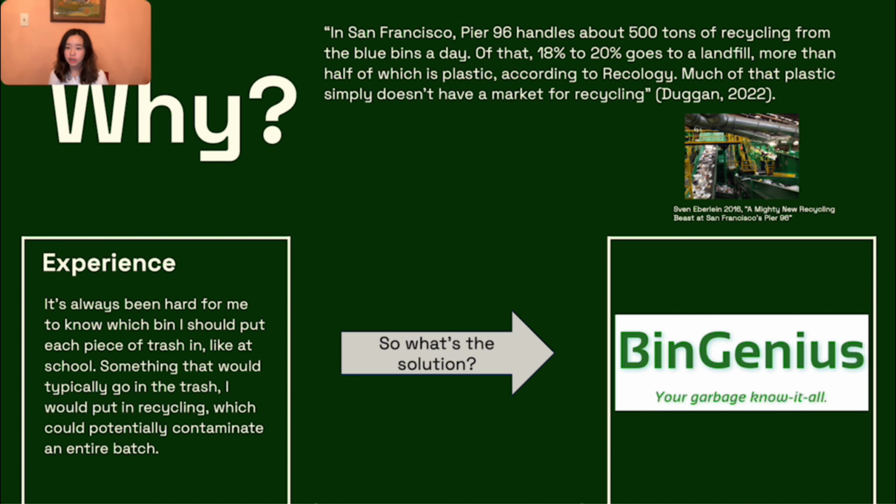From an early age, it's always been hard for me to know which bin I should put each piece of trash in, like at school. Something that would typically go in trash, I would put in recycling, which could potentially contaminate an entire batch of recycling. So what's the solution? My app, BinGenius, your garbage know-it-all.